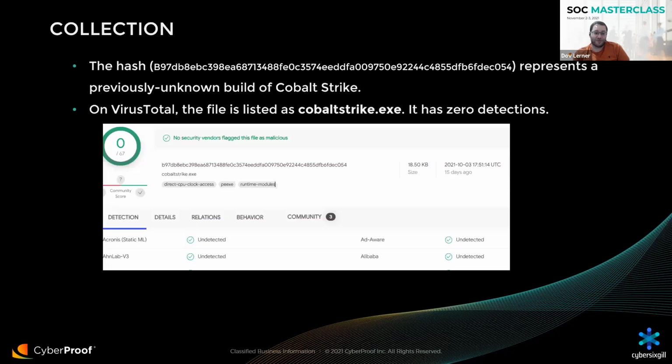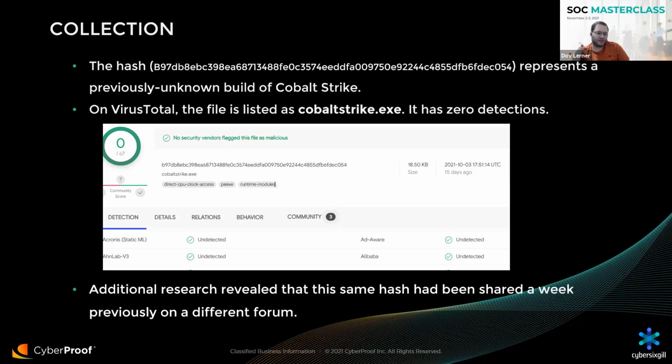This hash actually represents an unknown build of Cobalt Strike. No one else has seen this before because this was custom compiled and shared by a threat actor in a forum. No one else is looking at the dark web forums and looking for IOCs like we do. The file is listed as cobaltstrike.exe. You can see this at VirusTotal. It has 0 detections, but it did trigger all the YARA rules for Cobalt Strike on VirusTotal. So we know this is Cobalt Strike, but no other vendors are flagging this as malicious because it didn't cross any gateway yet. This is the moment it happened.